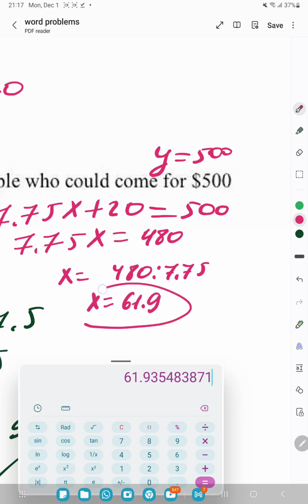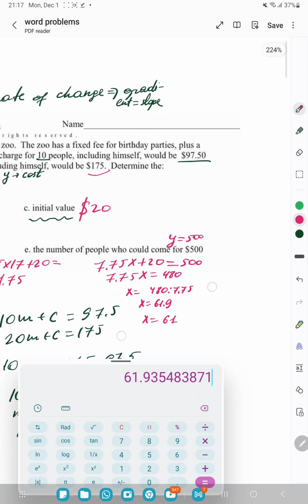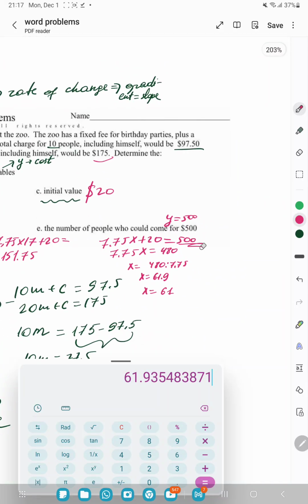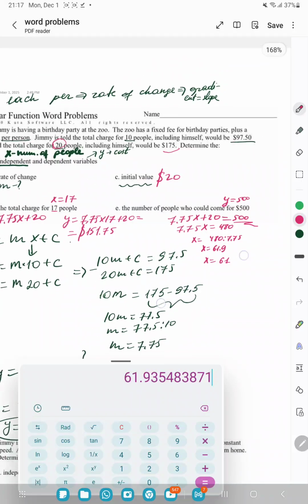So since x shows the number of people, we cannot take a decimal number. It's either 62 or 61, but this should be 61 because if 62, there will not be enough money, because we only have $500. Yeah, for $500 you can afford 61 people. That's it. Our answer for E is 61.